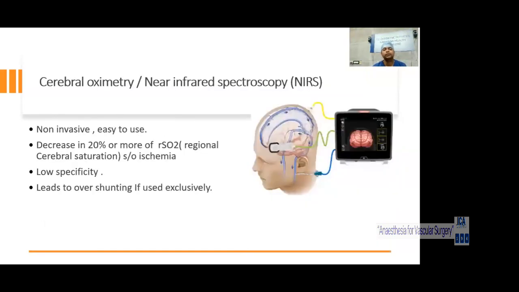Cerebral oximetry or near-infrared spectroscopy: a decrease of 20% or more in regional cerebral saturation is significant. So these are the modalities of cerebral monitoring. For cerebral protection, we maintain the physiological parameters like increasing the BP and maintaining normocarbia, normothermia, normoglycemia, and anesthetics like barbiturates; thiopental has been used in the past. Surgical techniques include shunting, and it is also said that patch angioplasty is better than primary occlusion, to prevent restenosis.